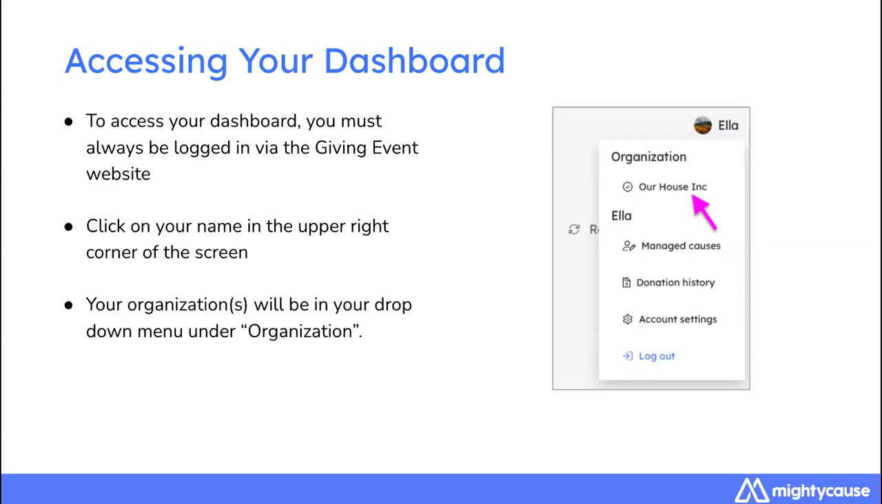Once you're logged in, you will be able to access your user menu by clicking on your name and picture in the top right corner. The top of your user menu lists the organizations you currently manage. Options specific to your user account will be listed under your name. To access your organization dashboard, click on your organization name.